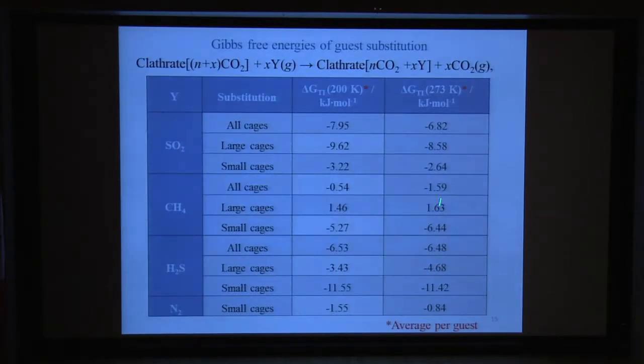So the important result of these simulations is given in this table. If we take a CO2 hydrate and replace all of the CO2s in the cages with SO2s, on average, the free energy will be negative, almost minus 0.8 kilojoule per mole per guest. And this is at 200 Kelvin, and the value at 273 Kelvin is given here. So we can see the average for substituting CO2 with SO2 is negative, so this is a spontaneous process.